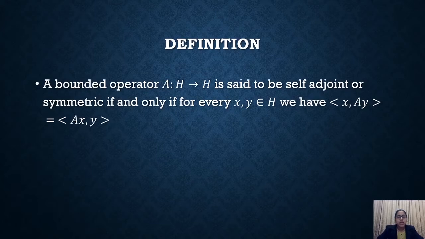This is a definition. A bounded operator A from H to H is said to be self-adjoint or symmetric if and only if for every x, y belonging to H, we have inner product <Ax, y> equal to inner product <x, Ay>. So for any operator and for every element in the space H, if this equation is satisfied, then we say that the particular operator is self-adjoint or symmetric. It's just a simple property.